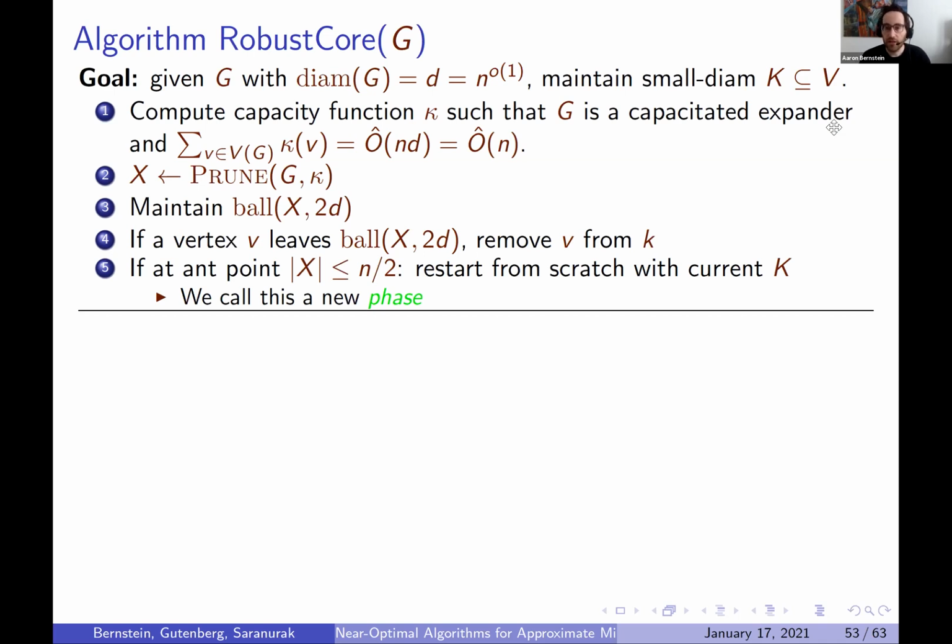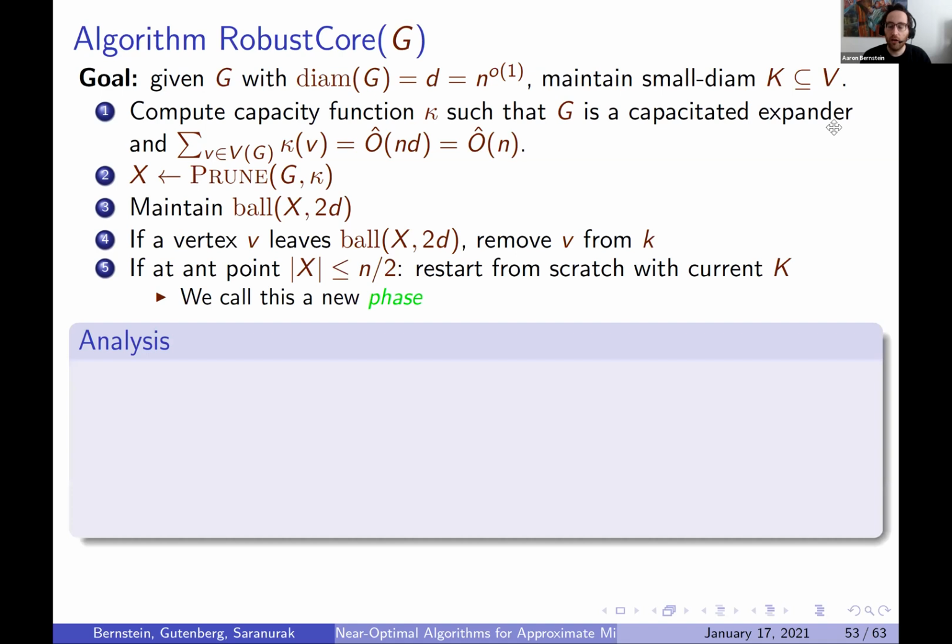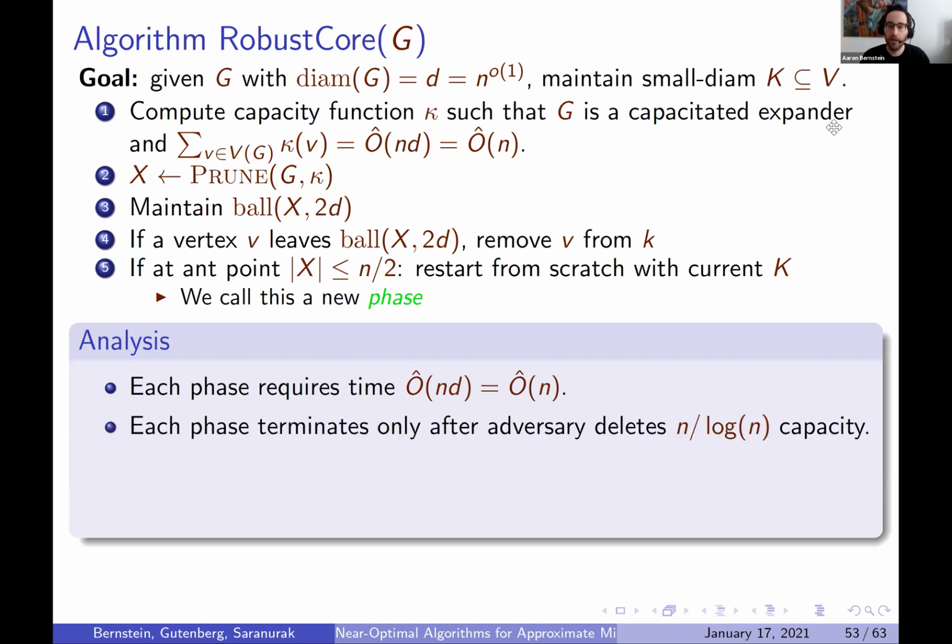So what is the analysis? Well, just like with random source, one phase is easy. All you need to do is compute this capacity function, which we can do quickly, prune, which we can do quickly, maintain a ball up to low diameter, which we can do quickly. The problem is that each phase is going to terminate after the adversary deletes n over log n capacity. But that's right, the adversary needs to delete that much capacity for the phase to terminate, because we said that our expander X is going to be large as long as the total deleted capacity is small.